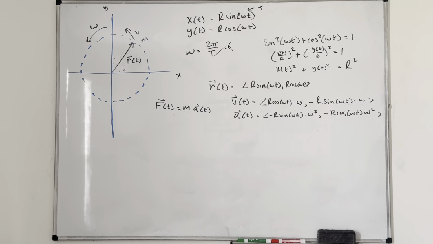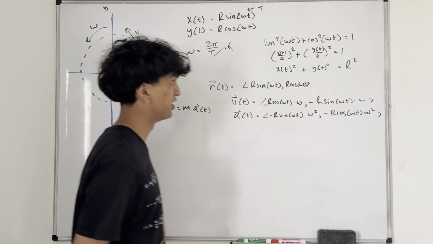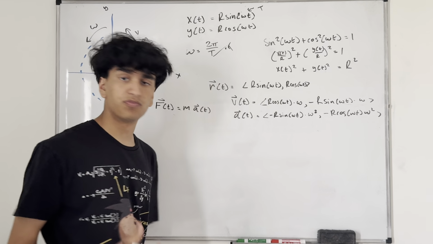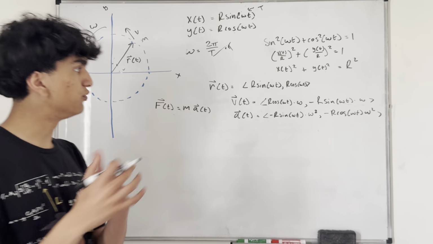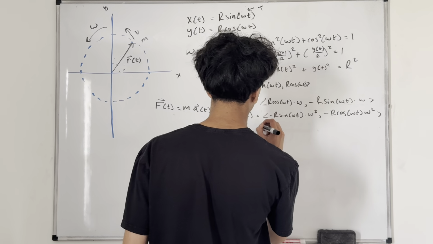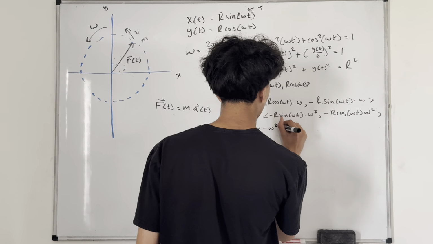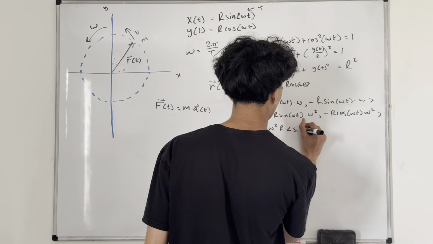Okay, just for giggles, I can actually pull out the omega squared. I can actually pull out the r. With vectors, you can essentially pull out common factors, and I get this negative omega squared times r term factored out.